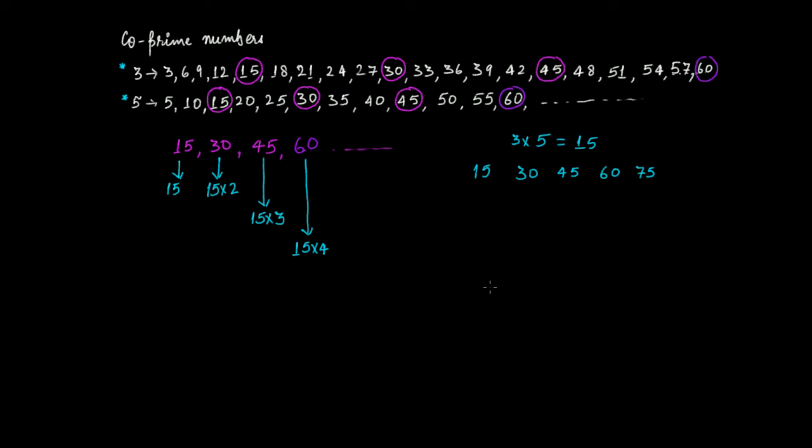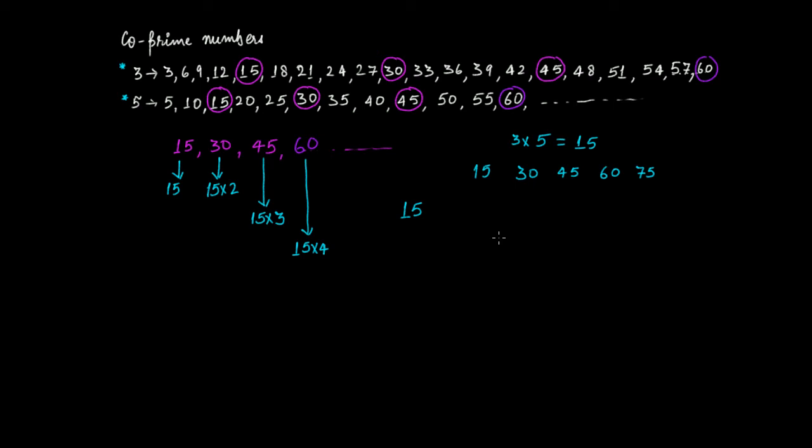Okay, so now you can clearly see that if this is the case, then 15 is that common multiple which can divide all the other common multiples. Why? Because every other common multiple can be calculated from 15. So you can divide 30 by 15, you can divide 45 by 15, you can divide 60 by 15, you can divide 75 by 15. That is, all other common multiples of these two co-prime numbers, 3 and 5 in this case, are divisible by 15, and 15 is the first common multiple of 3 and 5.